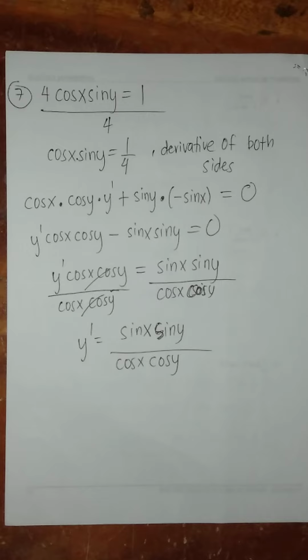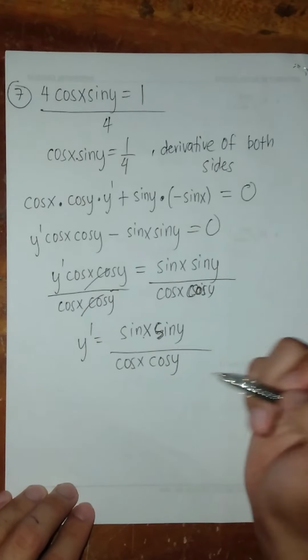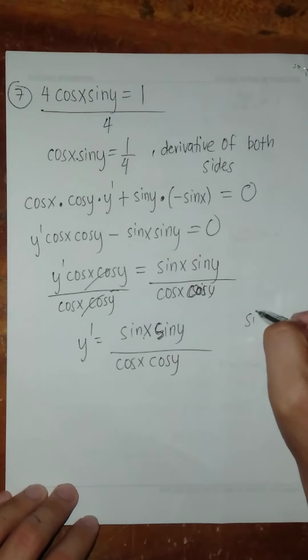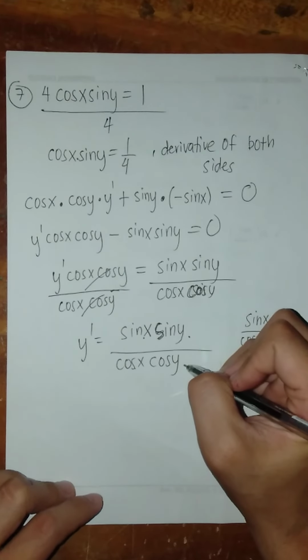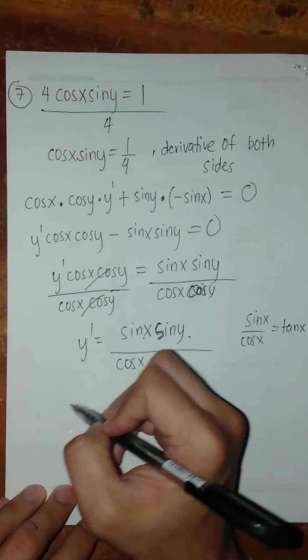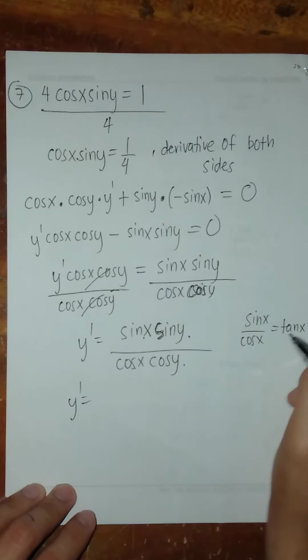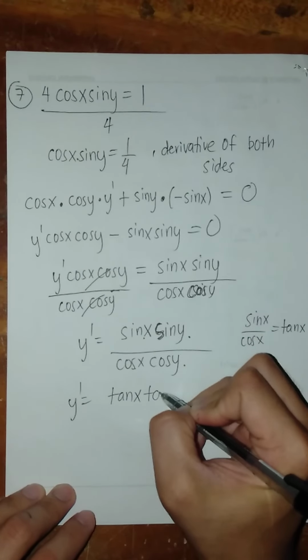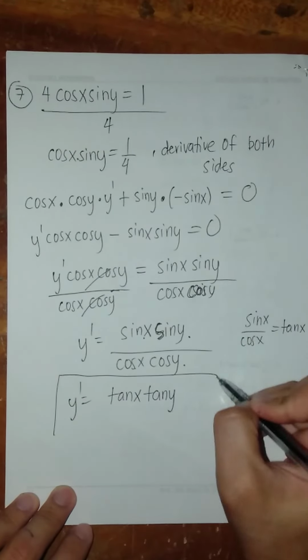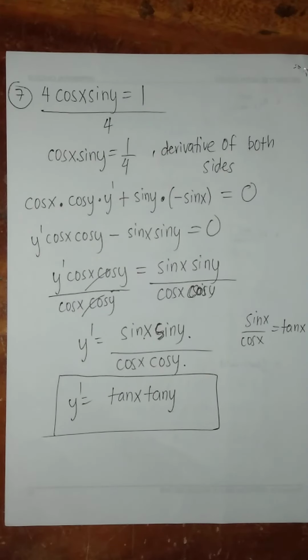Or, para mas masimplify pa, of course, what is sin x over cosine x? Diba tangent x. Same lang din dito, sin y over cosine y, tangent y. So, your final answer will be, sin x over cosine x, that's tangent x, and sin y over cosine y, tangent y. And this will be your final answer. So, simplified form na yan. So, yun, that's how you apply implicit differentiation with trigonometric functions.